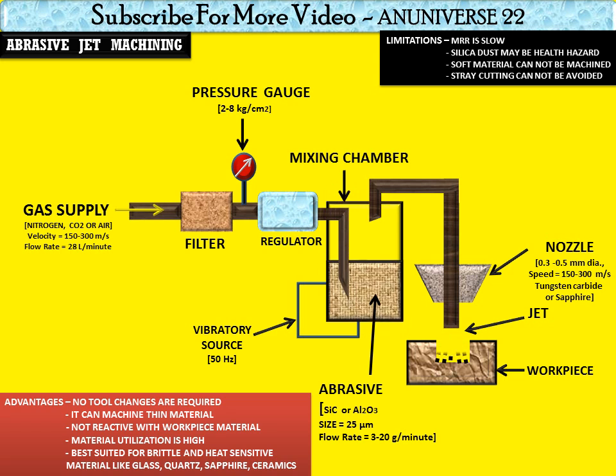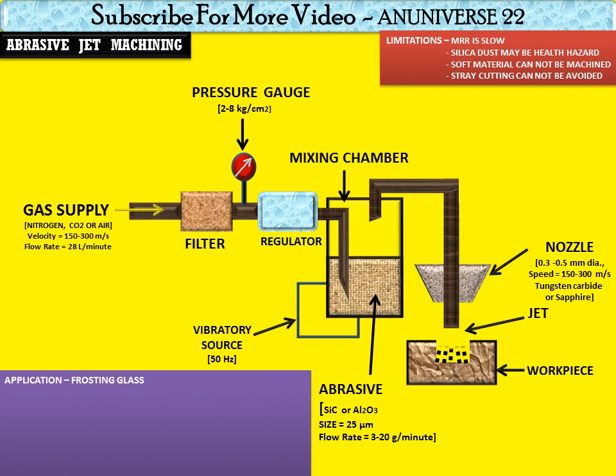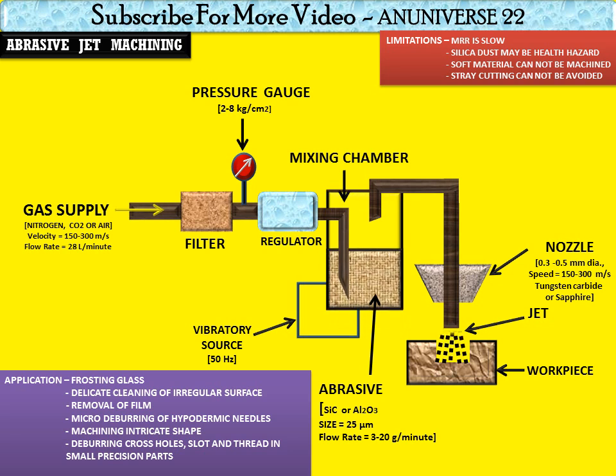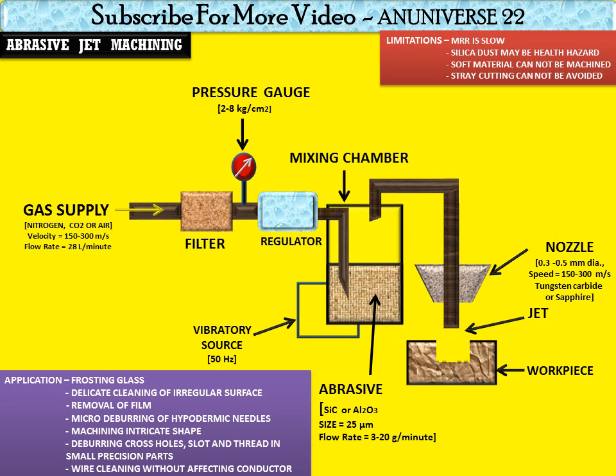And here are some applications of this process. The first one is it is generally used for frosting glasses, delicate cleaning of irregular surfaces, removal of film, micro deburring of hypodermic needles, machining intricate shapes, and deburring cross holes, slots, and threading in small precision parts, for example aircraft fuel system and hydraulic valves, and wire cleaning without affecting the conductor. So this is the whole process that we have learned, abrasive jet machining.